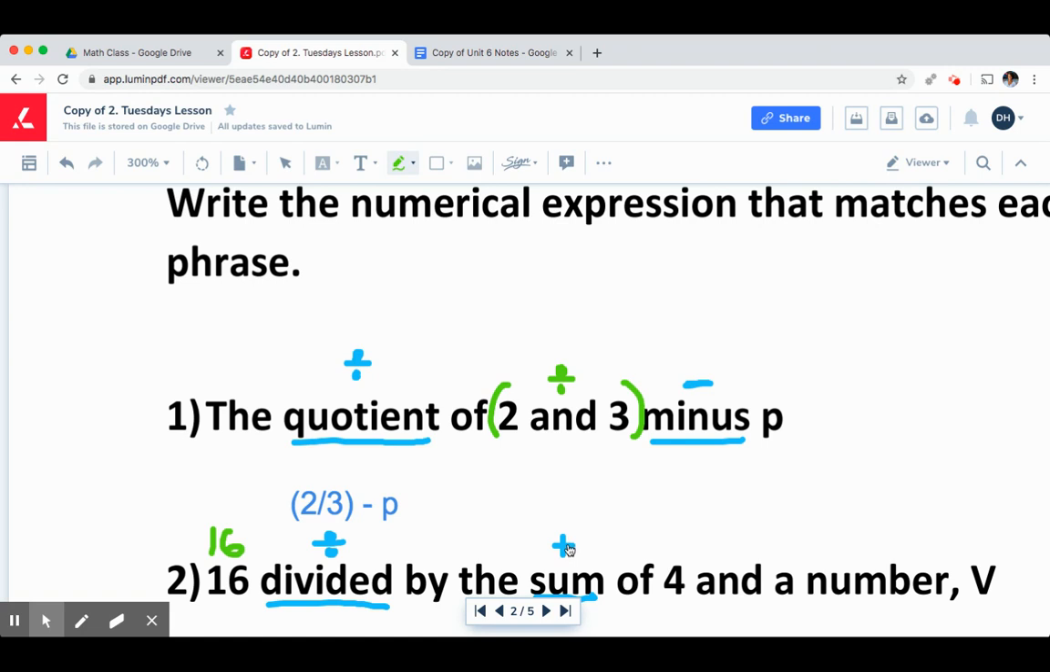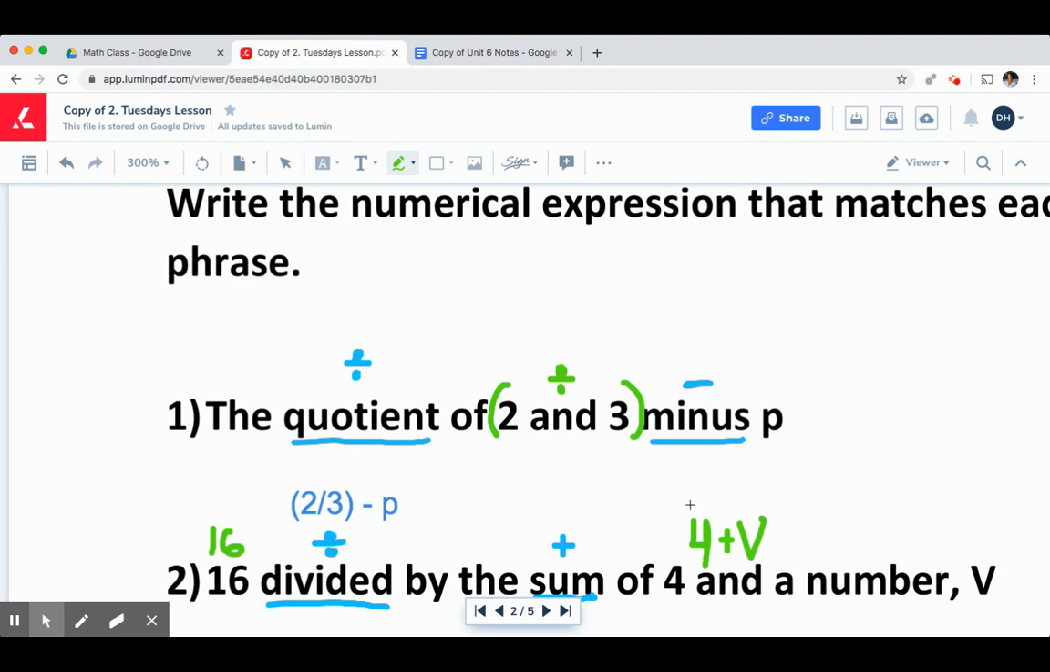Sum tells us that we're going to be doing addition. And since it says the sum of 4 and a number v, that tells me that we are going to be adding 4 plus the variable v. So last, I need to determine what's going to happen first. Am I going to divide 16 first, or am I going to find the sum of 4 and v first? What do you think?